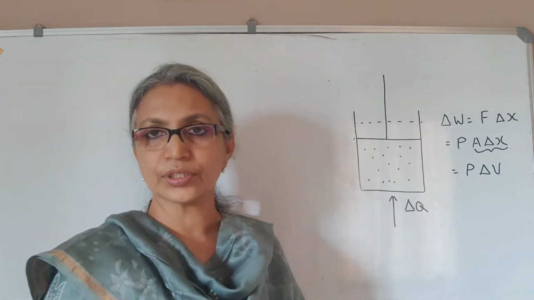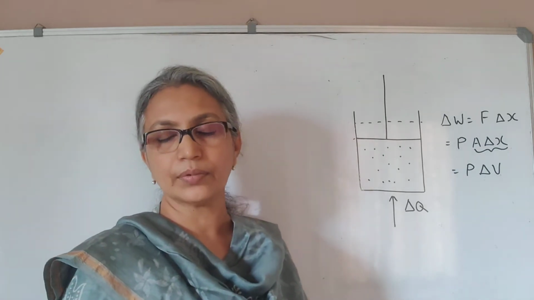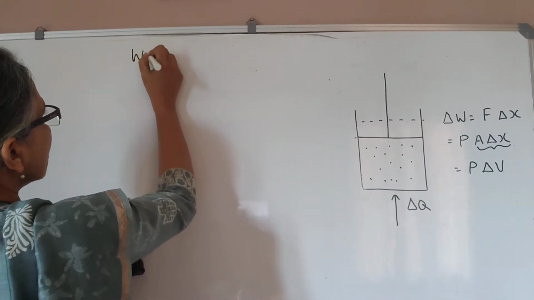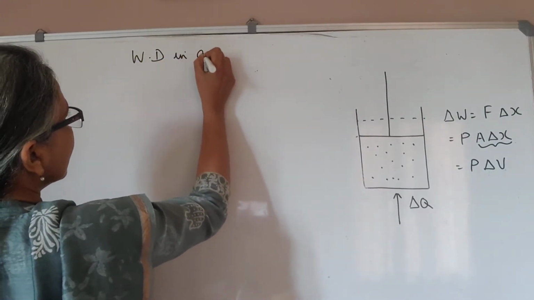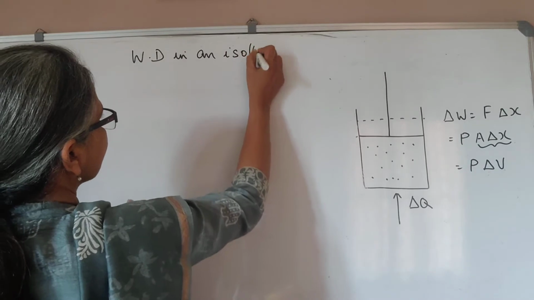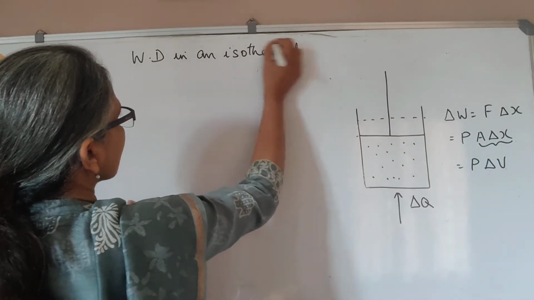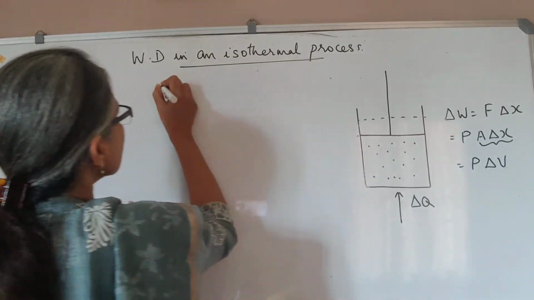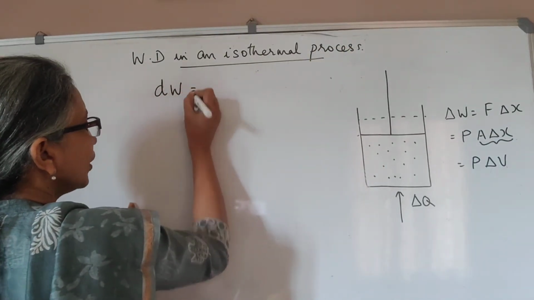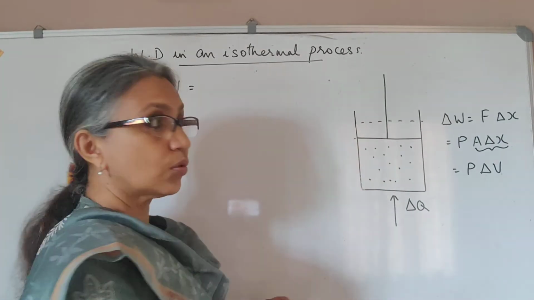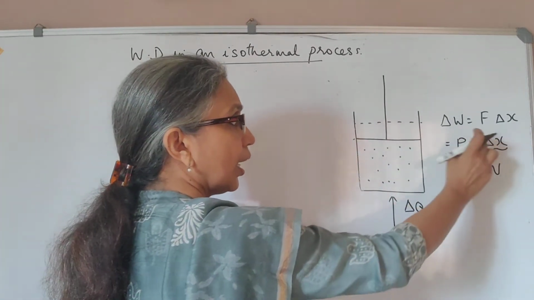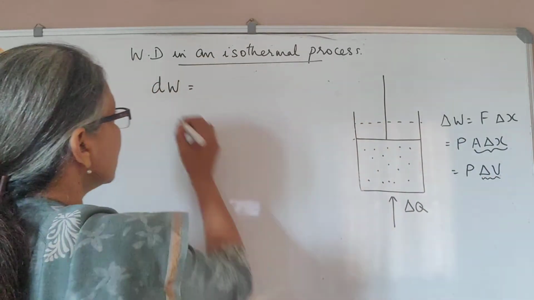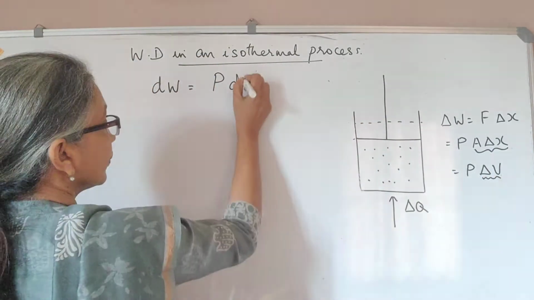We need to derive expressions for work done in isothermal as well as adiabatic processes. So that's what we're going to do now. Work done in an isothermal process. So let's talk about a small work done dW, an infinitely small work done when the gas is expanding and changing its volume through a very small volume dV. So this is P into dV.